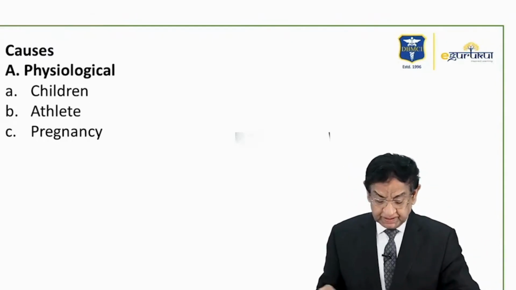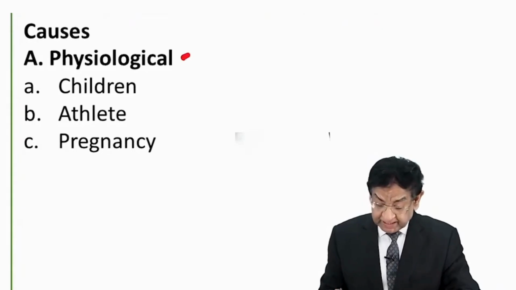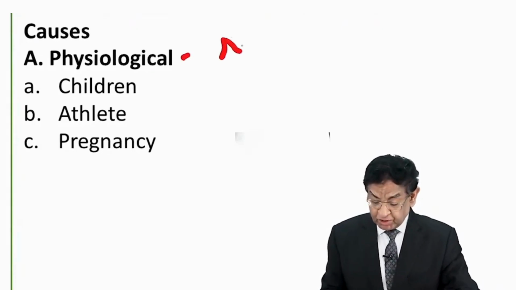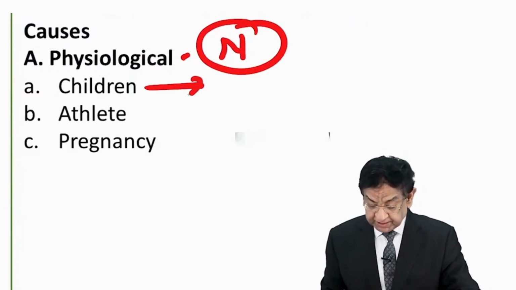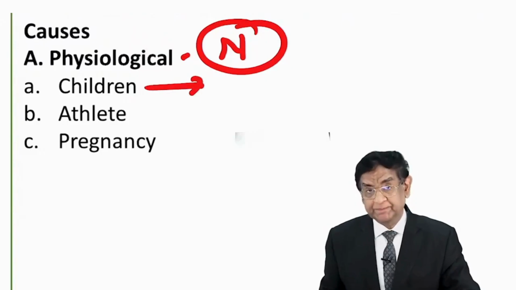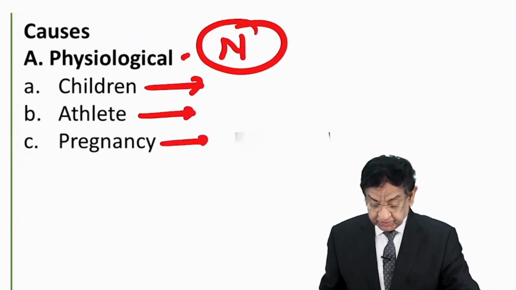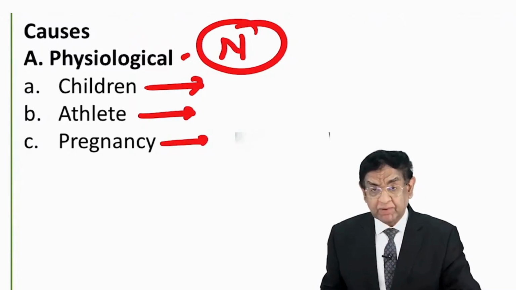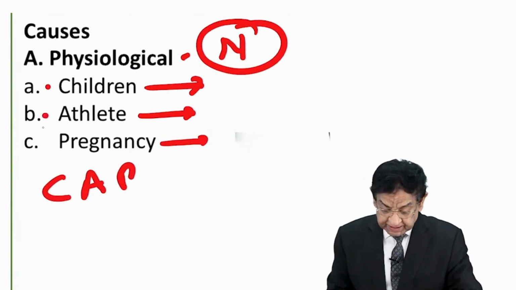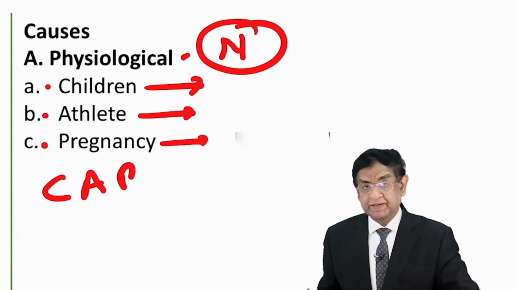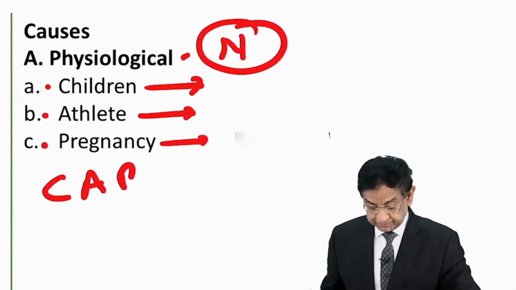Causes you should know. Now, causes of the third sound: it can be physiological. That means it can be heard in a normal person. Who is a normal person? Children, it is normal. Athletes, pregnancy, okay, in these it is normal. The mnemonic is CAP, cap. This is normal, nothing abnormal. If you get this finding, it is normal.